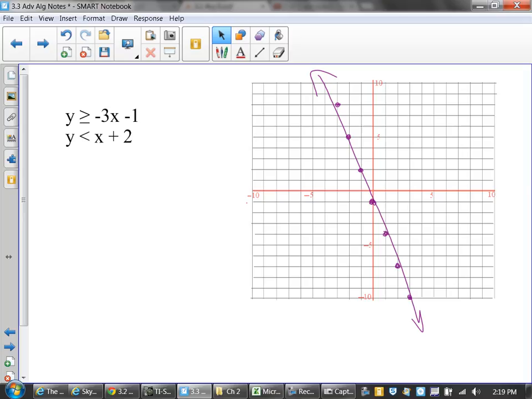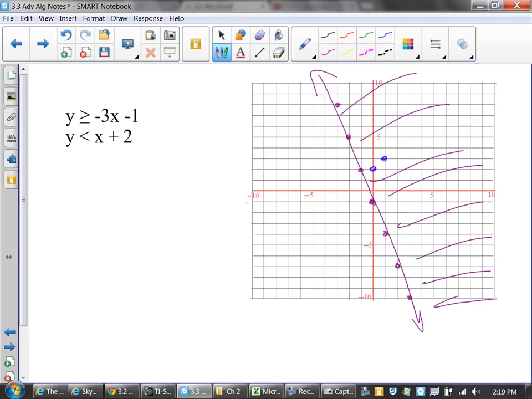Once again, test it. Does it go through the origin? No. So is 0 larger than negative 1? Yes. So I shade towards 0, 0. Could we wait to shade? If you like, that's fine. And then I do the next one, x plus 2, start at positive 2. This one's going to be a dotted line because it's just a less than problem. I'm just going to do that because it worked out nicely. And is 0 smaller than positive 2? Yes. So then I'm shading this direction.